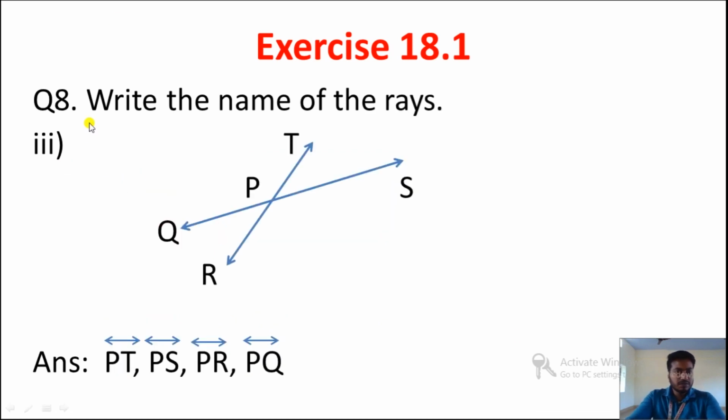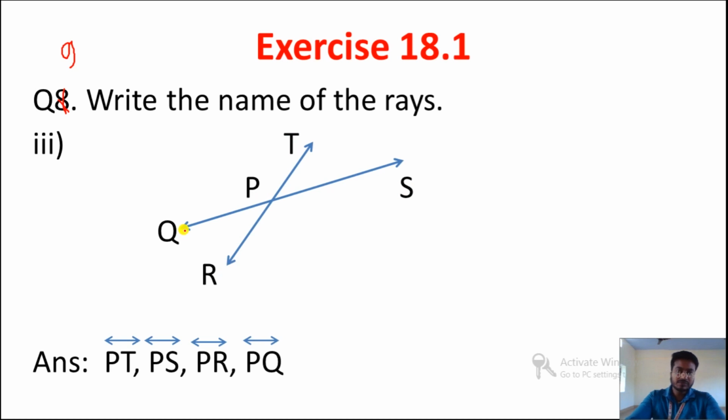Now this is question number 9, I think, not 8, please correct it. Write the name of the rays. So you can see we have one diagram over here, and here we have one point and the name of that point is P. For this line T is mentioned, for this line S, and here we have one point named S, here R and here Q.